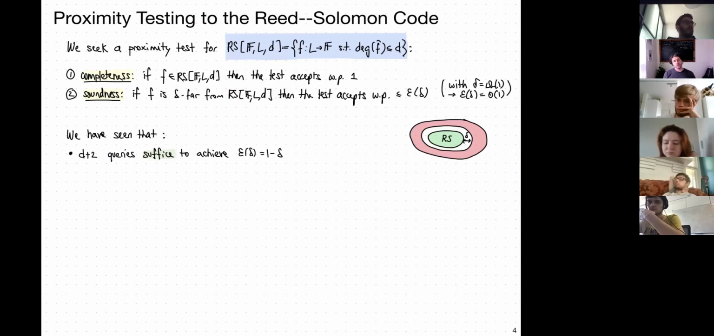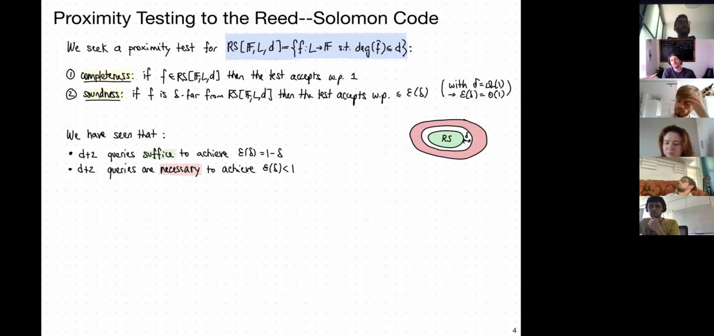Okay, but what have we already seen? So we know that using D+2 queries, we can get a nice test just by querying D+1 points and then another random point, interpolating and checking for consistency. But we also know that D+2 queries are necessary in order to achieve any decent soundness. And the reason why is because, think about it, if you take D+1 points, then any values on D+1 points can be interpolated by a low degree polynomial. There will always exist a polynomial of degree D which matches the D+1 points wherever we query.